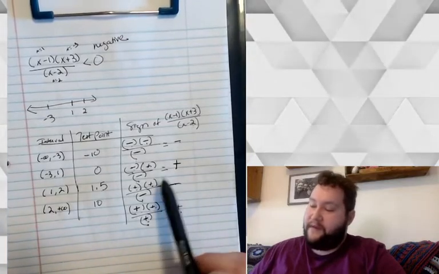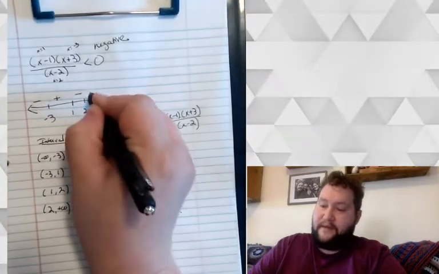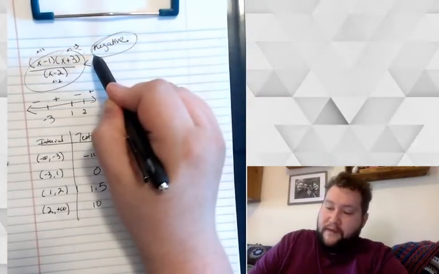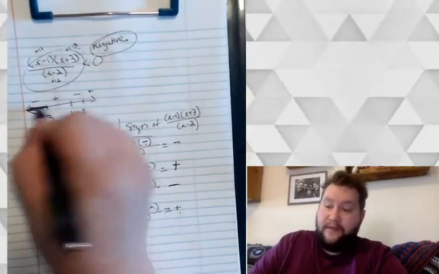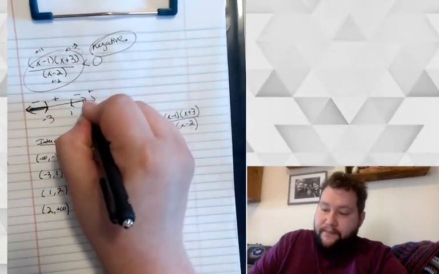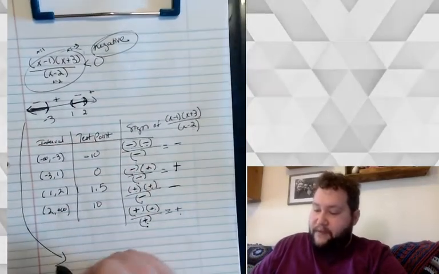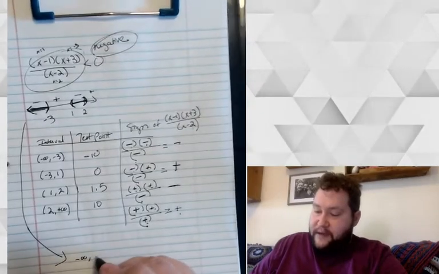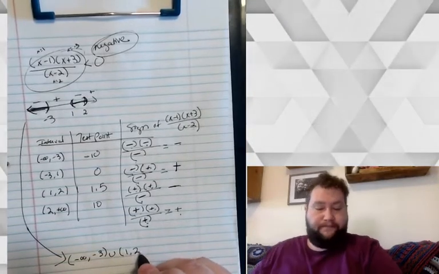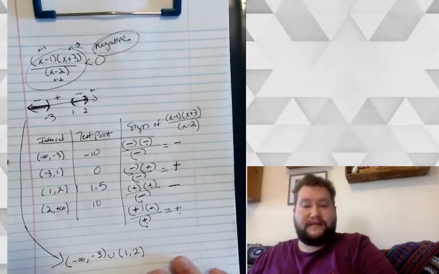And so here we have negative, positive, negative, positive. And we wanted to know where it was negative. And so we have from here to here. But it can't equal 0 this time, so we have a parenthesis. And so from here to here, and that's it. And so to write that in interval notation, we have negative infinity to negative 3, union together with 1, 2. And that's our solutions. And then we'll go through one last example for today.